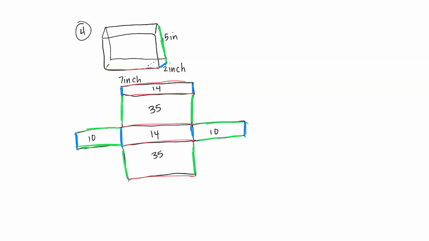So now that we have all those little areas, we're going to go ahead and add those up to find a total surface area. So I'm just going to put some of these smaller numbers together. So 14 and 14 is 28, 35 and 35 is 70, and 10 and 10 is 20. So we have 28, 70, and 20. We're going to add those together to have a surface area of 118 inches squared.